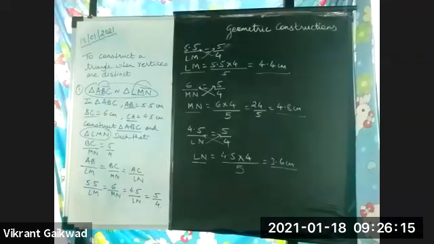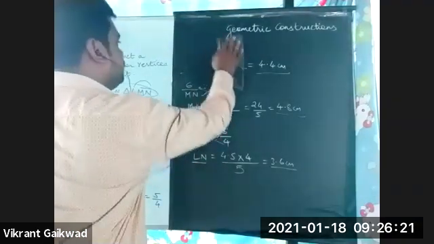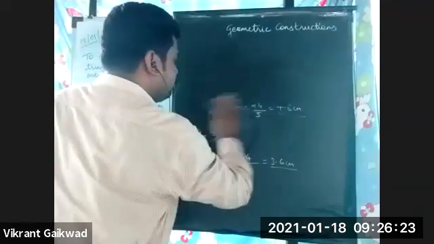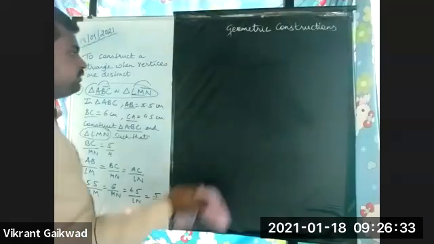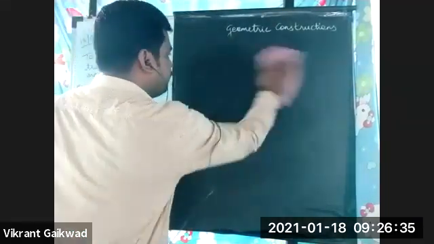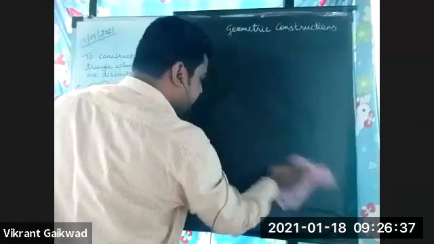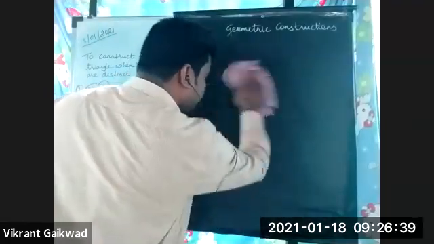Is this clear to all the students here? So now, to construct triangle ABC, whatever values are required are already given to us, and to construct triangle LMN, whatever values were required, you have found all those values. So you can easily draw the rough figure now.